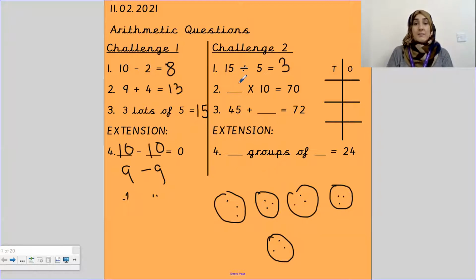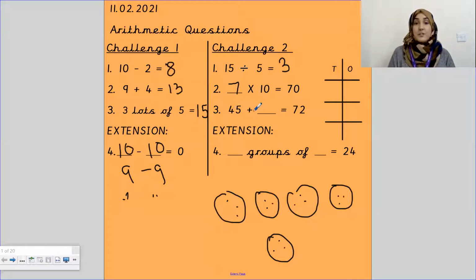Okay, next we've got something times 10 equals 70. So I'm going to count in my 10s and I'm going to see how many fingers it takes to get up to 70. So 10, 20, 30, 40, 50, 60, 70. So 10 multiplied by 7, 7 lots of 10 equals 70.